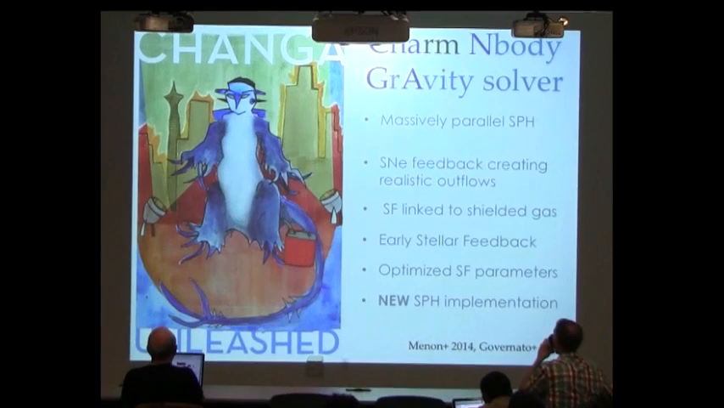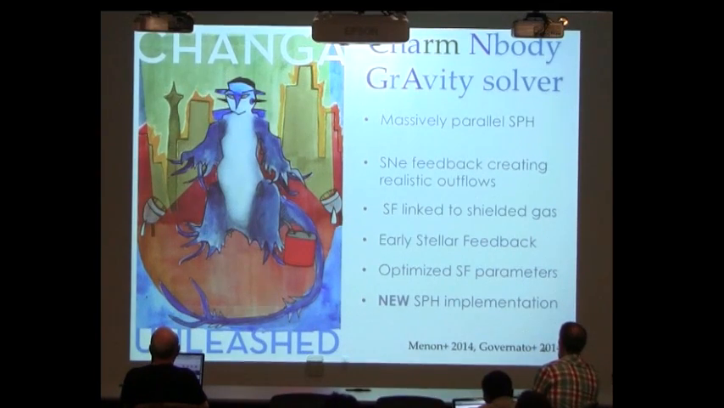To begin with, I wanted to introduce to you guys the new updated gasoline, which is now called Changa. It stands for Charm and Body Gravity Solver. And it's a massively parallel SPH code, and it includes supernova feedback, which creates realistic outflow. So this is a typical blast wave supernova feedback where energy is injected into the surrounding ISM, cooling is shut off, and that results in outflows in the halos that I'll be talking about.